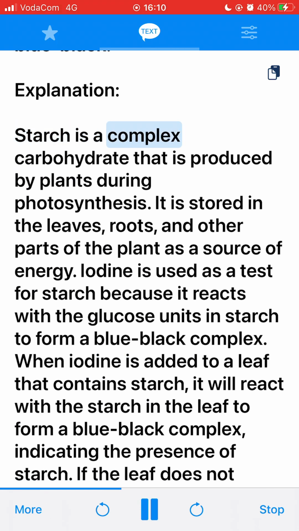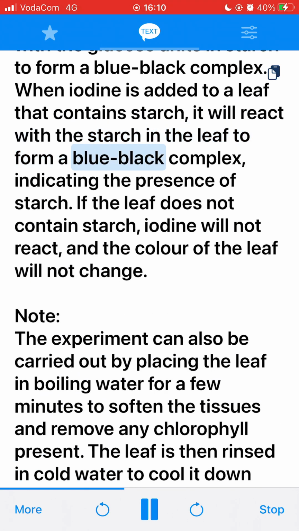Starch is a complex carbohydrate that is produced by plants during photosynthesis. It is stored in the leaves, roots, and other parts of the plant as a source of energy. Iodine is used as a test for starch because it reacts with the glucose units in starch to form a blue-black complex. When iodine is added to a leaf that contains starch, it will react with the starch in the leaf to form a blue-black complex, indicating the presence of starch. If the leaf does not contain starch, iodine will not react, and the color of the leaf will not change.